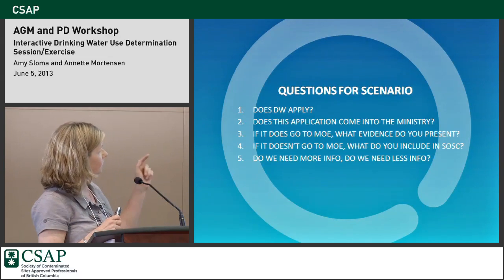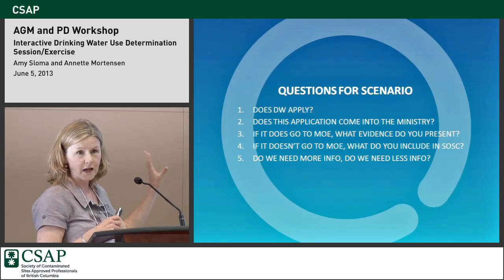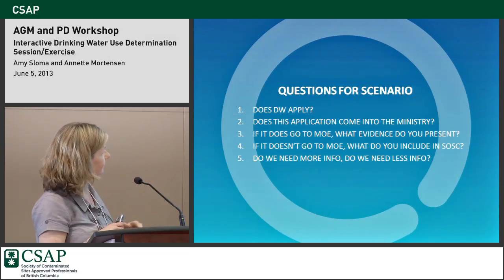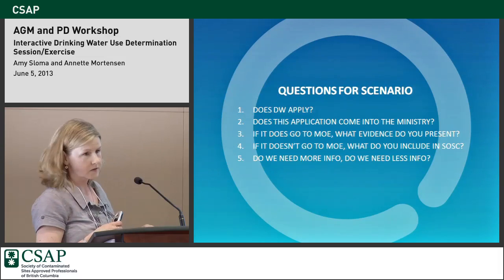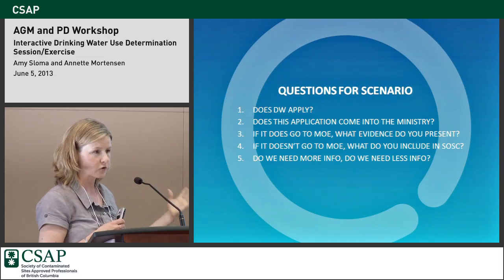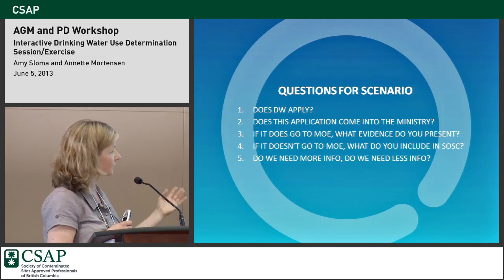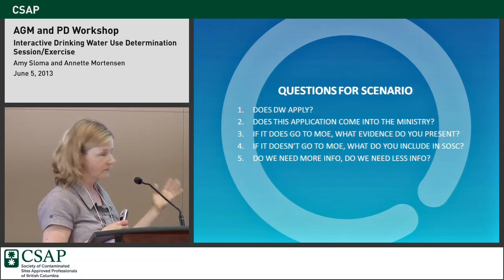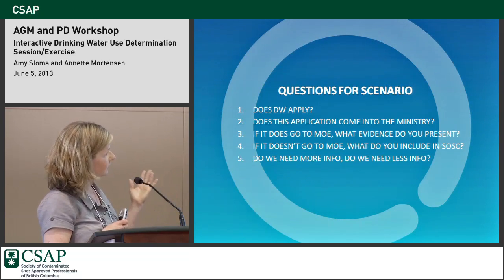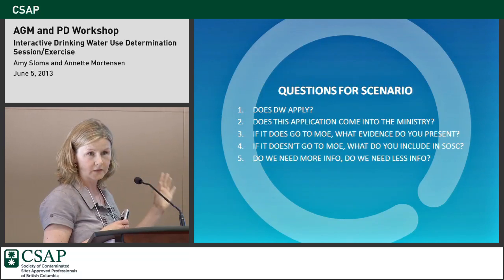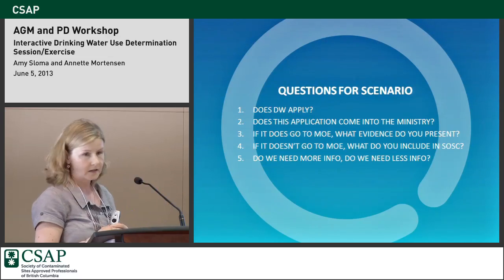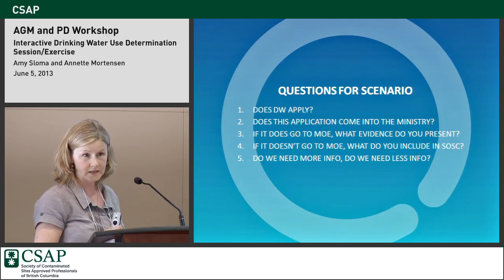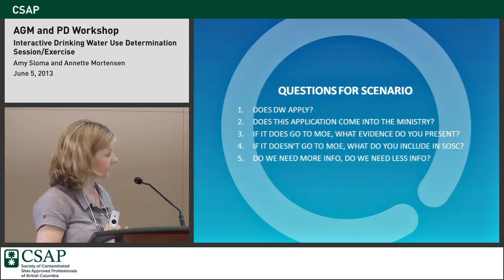And I would just like you to think of these 5 questions here. Does drinking water apply at all? Would this application have to go through the ministry? And if so, what do you need to present? And if it does not, if it can go directly through your roster, what do you need to include in your summary of site condition? And what about the information? Would you like to see more or less data?